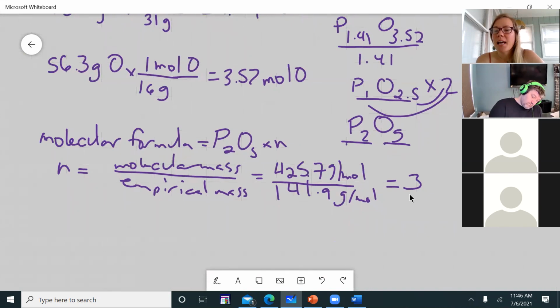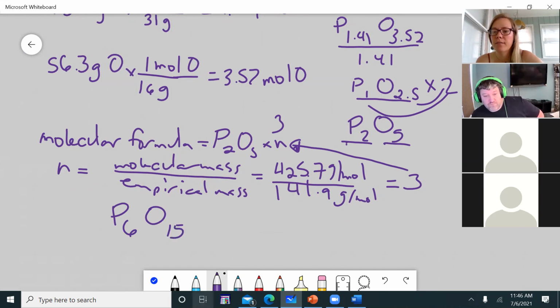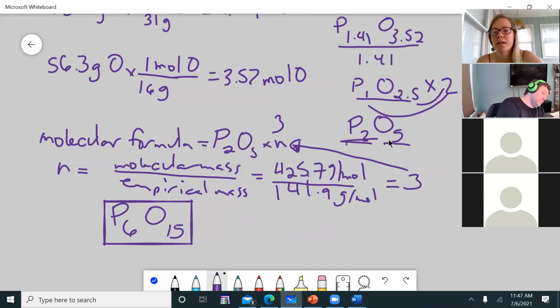Are we done? Yay, we're done. Not quite. We have to take that 3 and thread it back into this equation here. So take the 3 and stick it in there, right here. P will now have 6, O will now have 15. Big compound. So here's our molecular, here's our empirical.